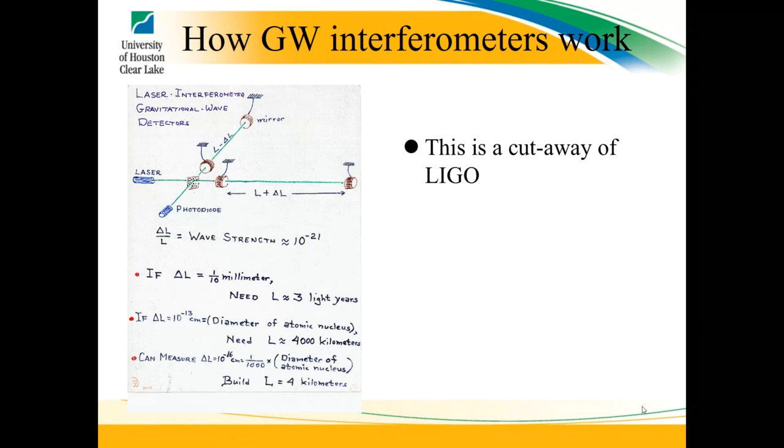So what they were able to get were 4 kilometer long arms. And with that, the strain that they're measuring, the delta L, is 1/1000th the diameter of an atomic nucleus. Okay. Okay. This is a single thing that explains why I'm not an experimentalist.